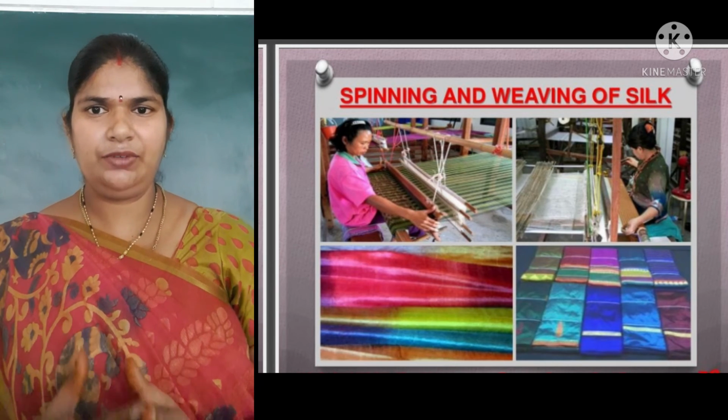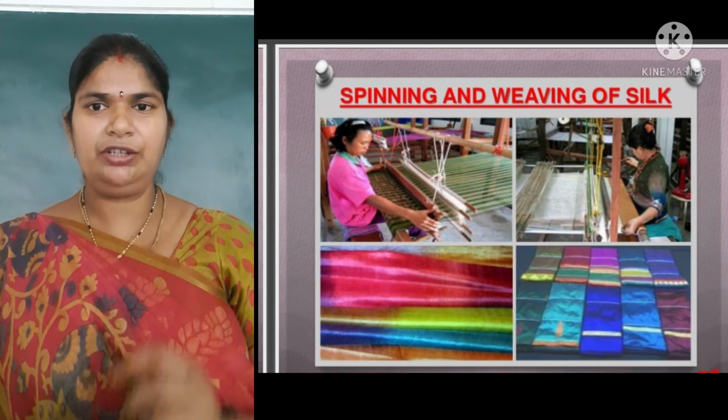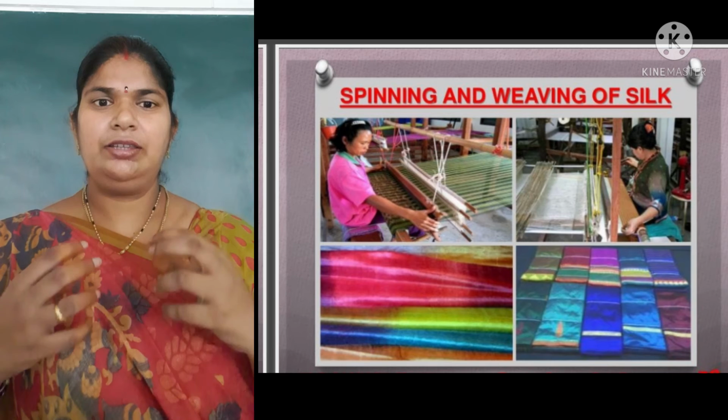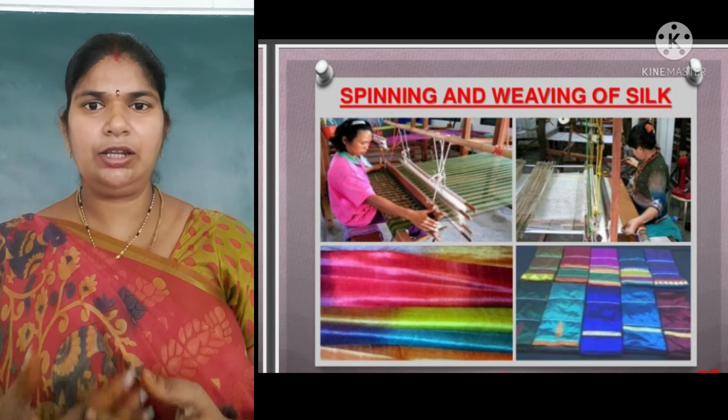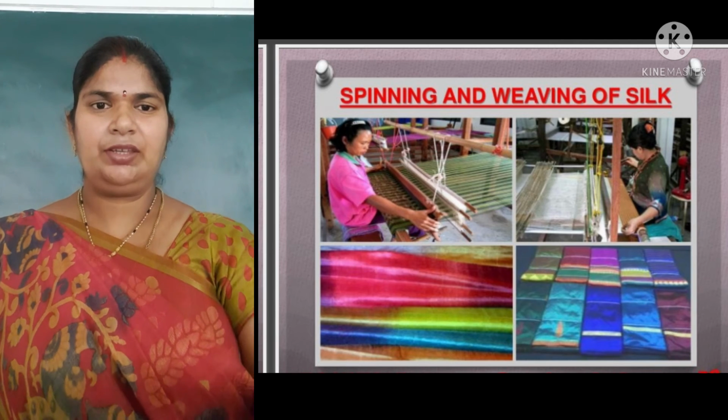In spinning and weaving, they take the silk fibers and spin them into threads, and they produce different types of silk cloth, which is called weaving.